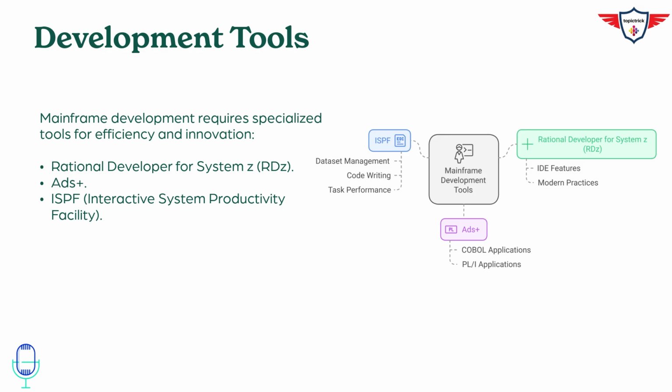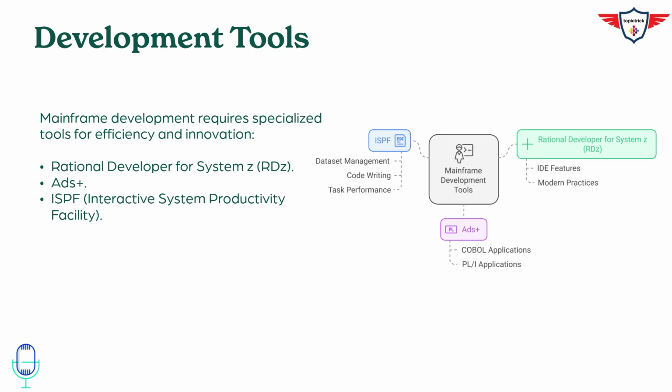What are some of its key features? So RDZ offers a range of features that really streamline development. This includes a modern code editor with syntax highlighting, code completion, and integrated debugging. It supports collaboration among developers, allowing them to work on the same code base simultaneously and track changes effectively. And it also integrates with other tools in the development lifecycle, such as source code management systems and testing frameworks. That's impressive. It sounds like RDZ is bridging the gap. Yes. Between the traditional mainframe world and the world of modern software development.